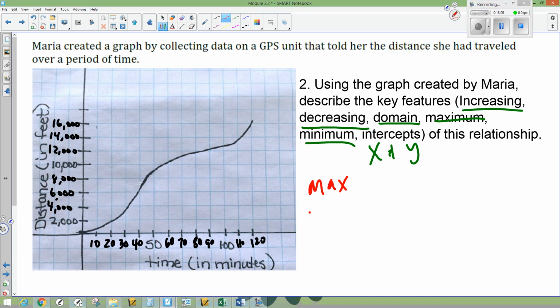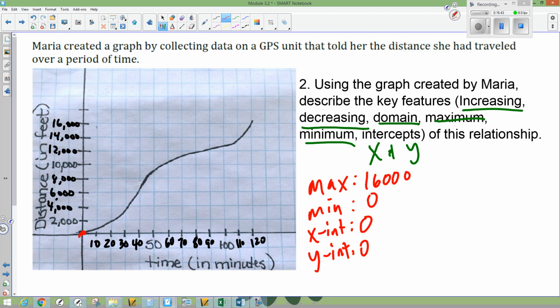Maximum, minimum, x-intercepts, and y-intercept. Okay? What is the maximum distance traveled? Gavin? 16,000. 16,000 feet. Almost probably close to 5 miles, right? What is the minimum distance traveled? 0 feet, right? Before they started, they had gone 0 feet. Okay? What is the x-intercept of this function? 0, right? Way back here, where it crosses the x-axis is 0. What is the y-intercept of this function? Also 0.